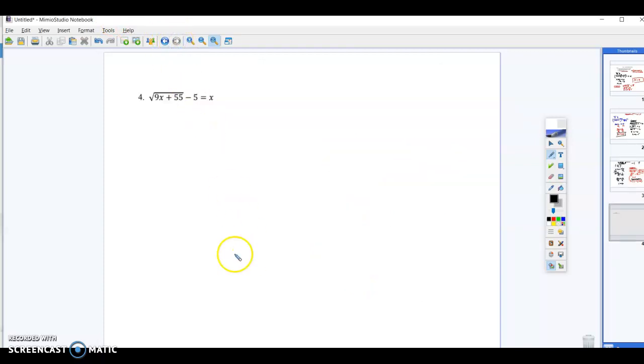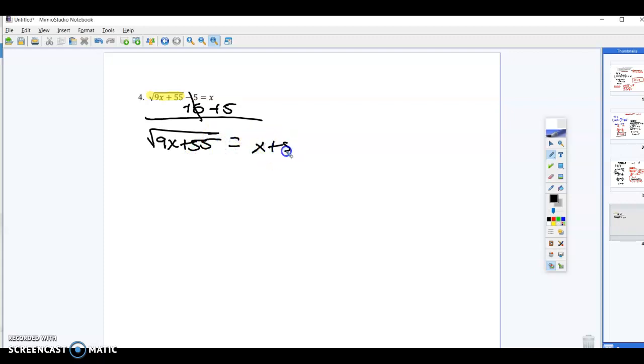Ready for the next one? Alright, so on number 4, our first step is to get the radical by itself. So it's attached to this negative 5. We notice that this negative 5 is outside of the radical. A lot of people don't notice that though, so here it is. There's that negative 5 outside that radical. So we're going to add 5 to both sides to get it by itself. When we do that, we're going to get the square root of 9x plus 55 equals x plus 5.